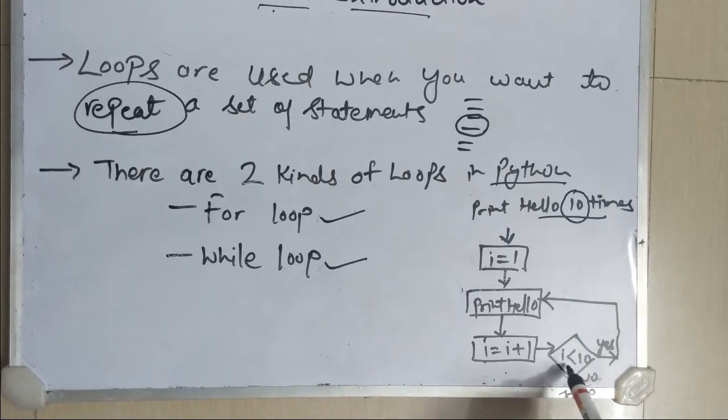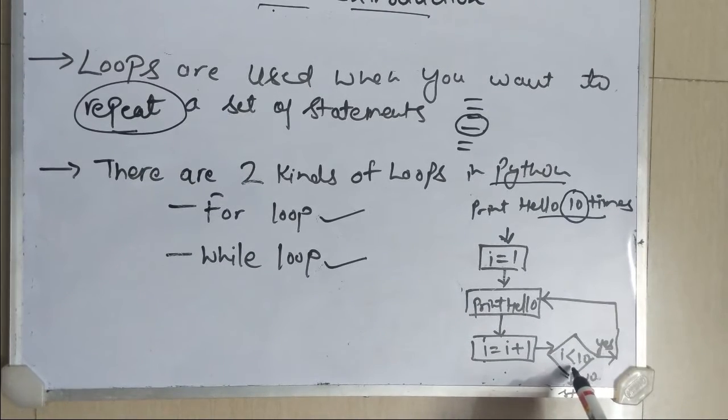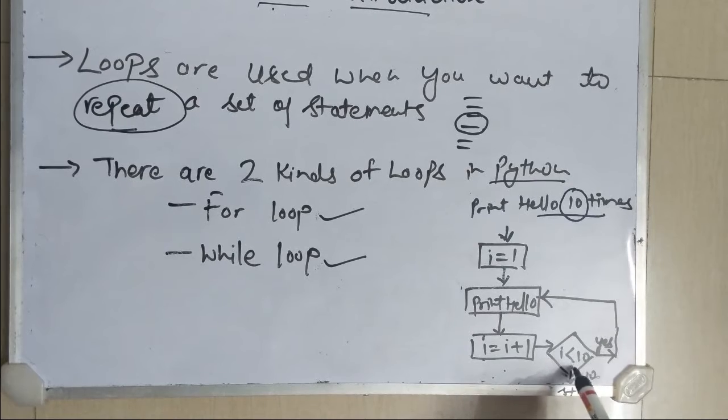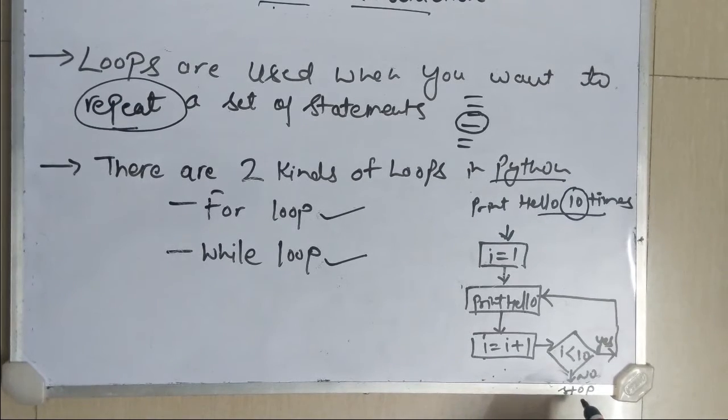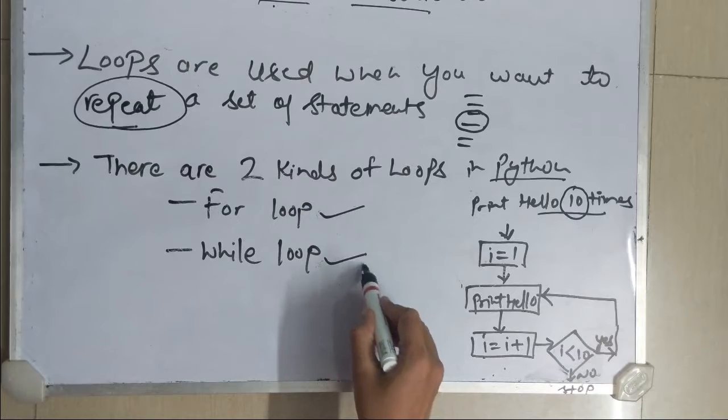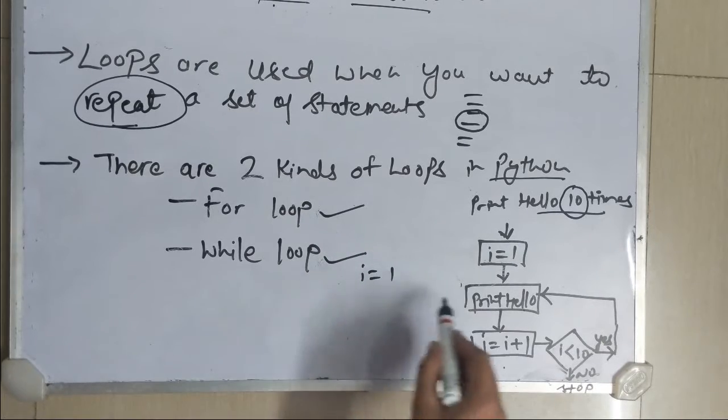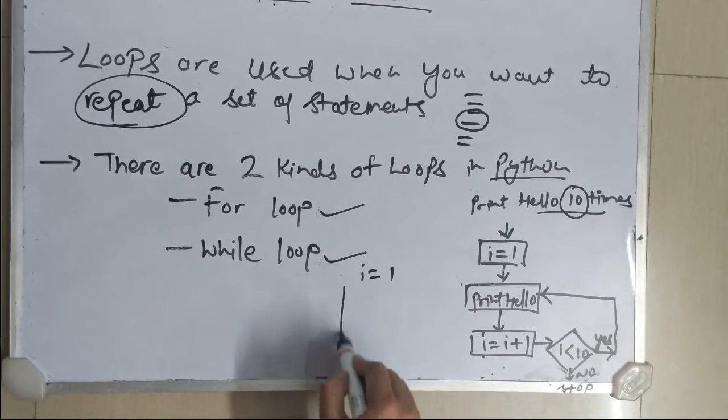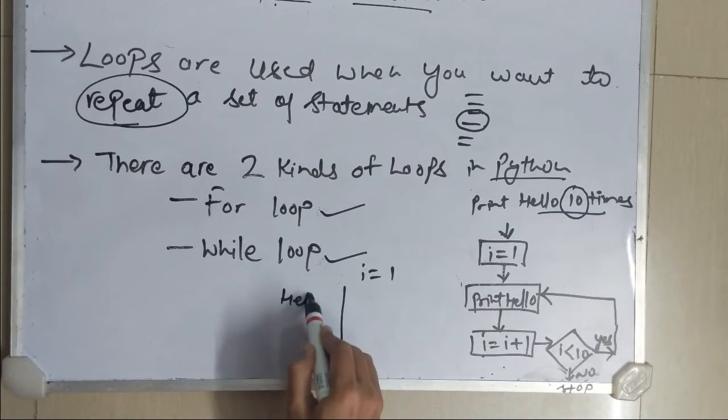And if I is not less than 10, suppose I has reached the value 10 or 11, in that case I am going to stop. So how will this program work? I will be initialized with 1. Then, suppose this is my output screen, it will print hello.